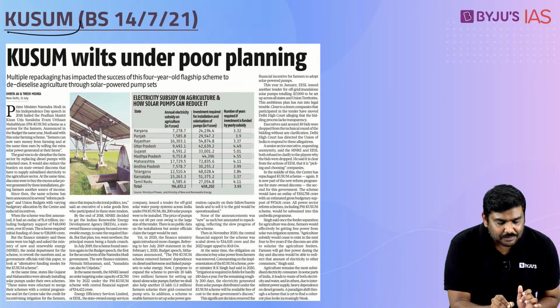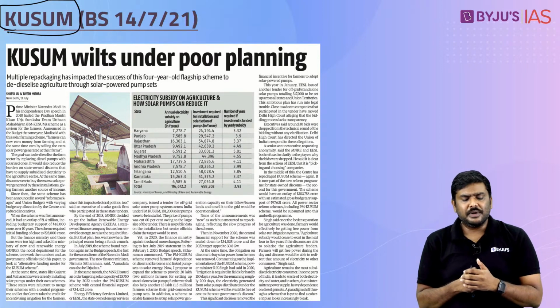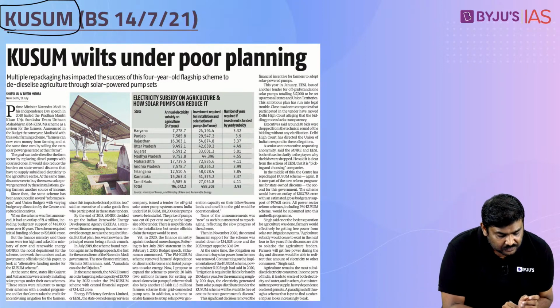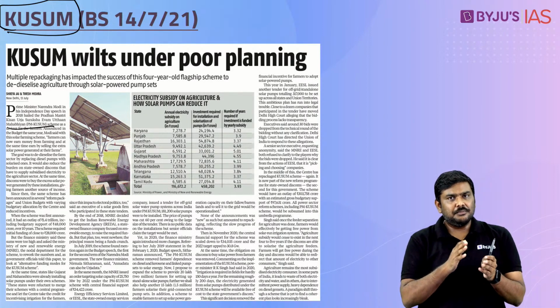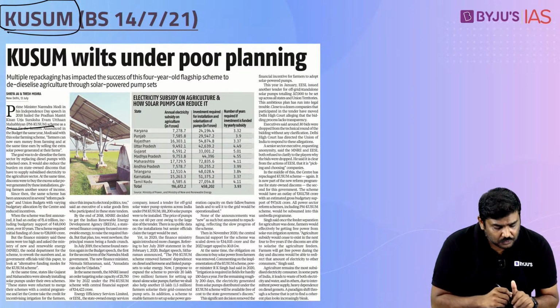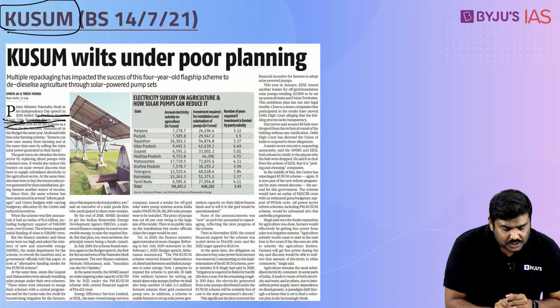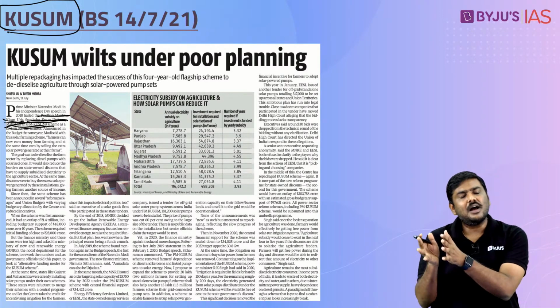Next, another scheme, Kusum Scheme, very famous. Very recently this has been there in the newspaper. Understand this, first and foremost, this was announced in the budget for financial year 2018-2019 by the then Finance Minister Mr. Arun Jaitley. The long form of Kusum has been provided here. Have a look at it. Pradhan Mantri Kisan Urja Suraksha Evam Utthan Mahabhiyan.